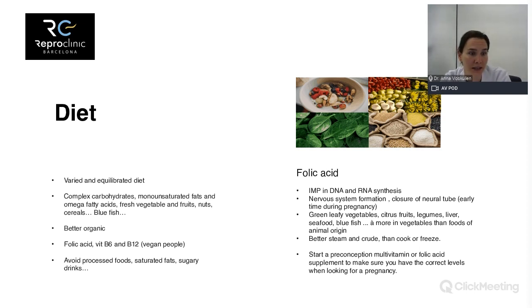to eat complex carbohydrates, more rice, potatoes, things like that, monounsaturated fats, omega fatty acids, fresh vegetables and fruits, nuts, cereals, blue fish, also meat, okay, better if they are organic. And it's very important, the folic acid, vitamin B6 and B12. What I want to say is related to B12.